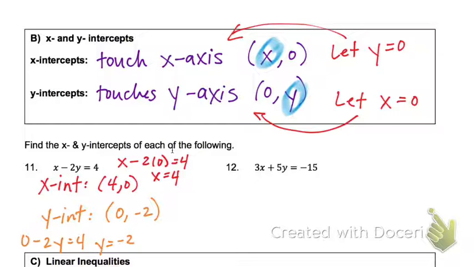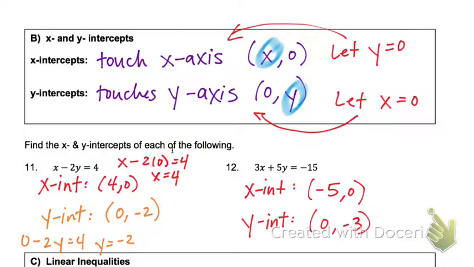Another way to think about it is just covering up the x or covering up the y. So try number 12, x and y intercept. So like I said, you can just cover up the x, cover up the y. Then they'll get divided by negative 15. Good.